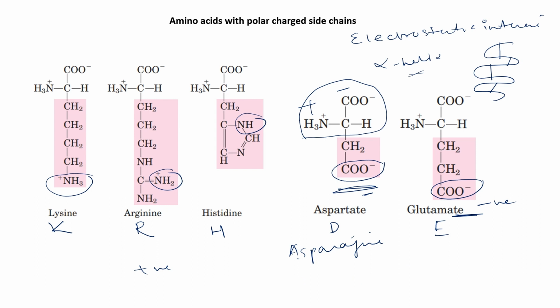Here the structure is C double bond O, O minus. In asparagine, it will be NH2. Similarly for glutamine also, C double bond O, and in place of O minus, here also NH2. So an amino group is present. That means these amino acids can participate in transfer of nitrogen. Asparagine, aspartate, glutamine, glutamate, they can help in the transport of nitrogen.